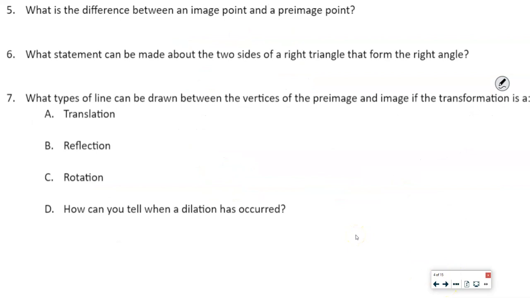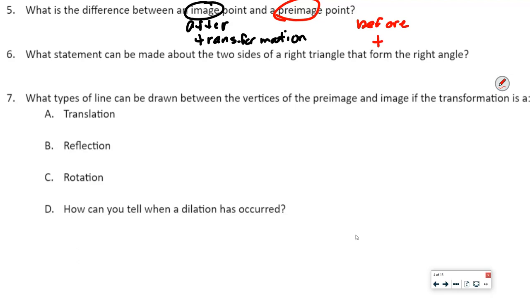All right, the next one says, what's the difference between an image point and a pre-image point? Image is after the transformation. Pre-image is before any kind of transformation, okay? That's important because sometimes things are written in words and we need to understand pre means before, right?